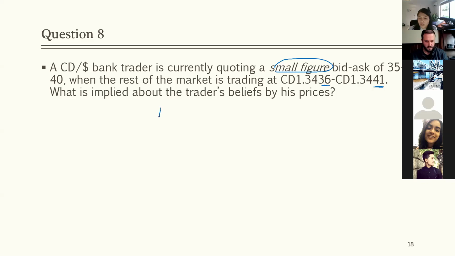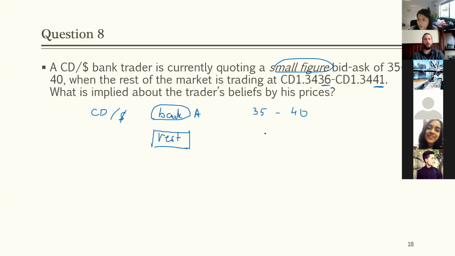So here I've got the bank that I am interested in. Let's say Bank A. They give us a quote of 35.40 for the exchange rate between the Canadian dollar and the US dollar. And the rest of the market is giving me a quote of 36.41. Okay. So the question is, what does it tell us about the bank's belief by their prices?